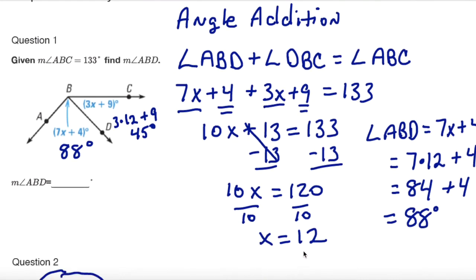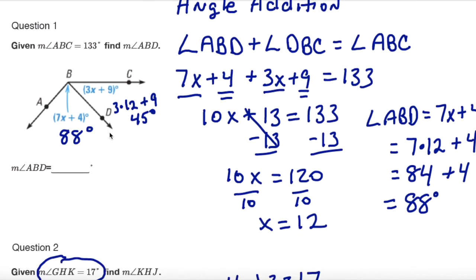Once you get a value of x, we take that value of x and plug it back into each of these equations. I did this one right here on the side, got 88. And then I plugged it in here and got 45. The reason I did that was to check my answer and got 133. But we would put 88 in here.